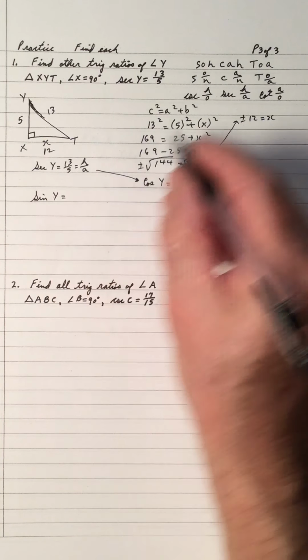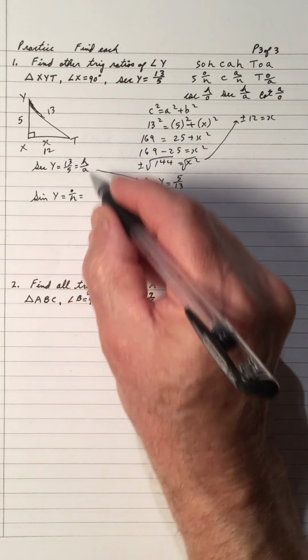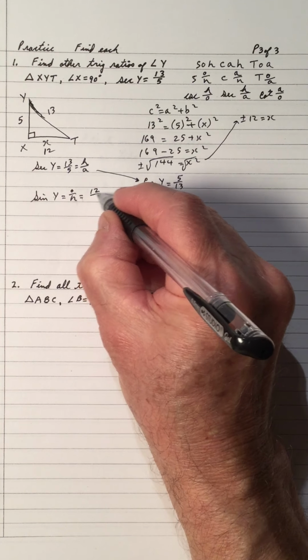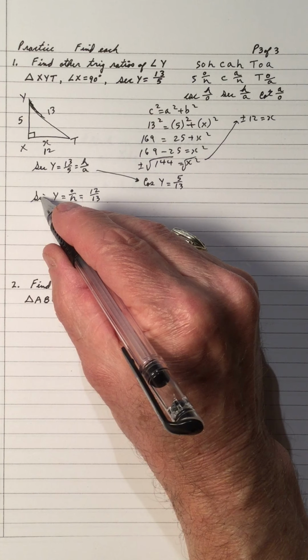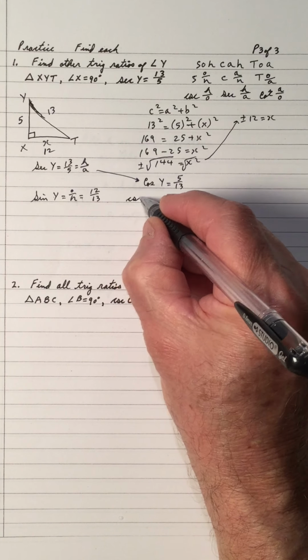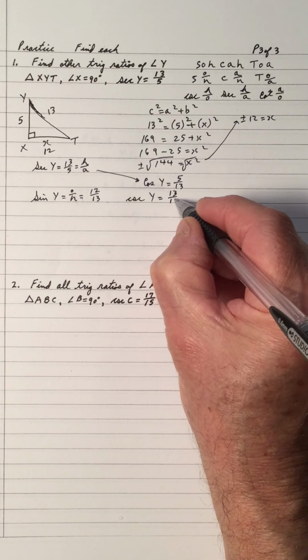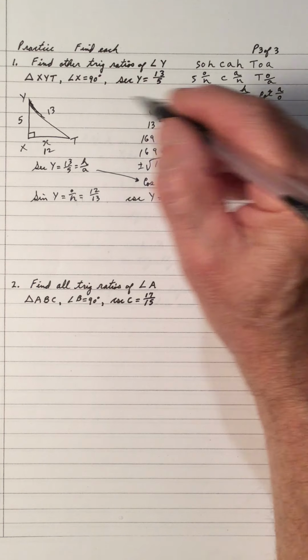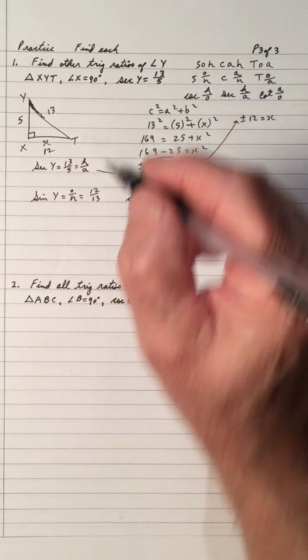Sine of angle Y, sine is opposite over hypotenuse. For angle Y, opposite is 12 over 13. Therefore, the reciprocal of sine, cosecant of angle Y, is going to be 13 over 12. Or you could go hypotenuse over opposite, in terms of angle Y.